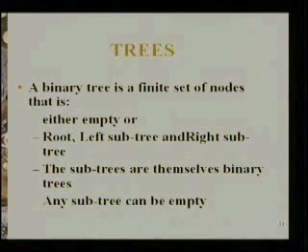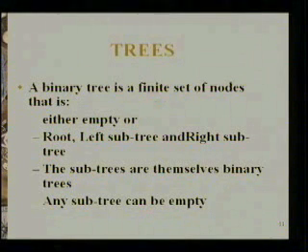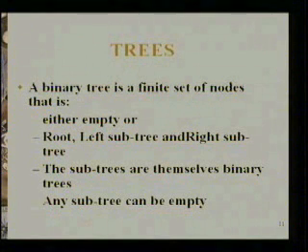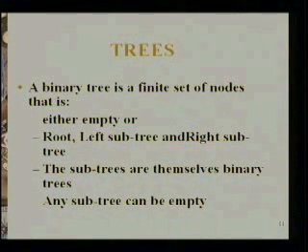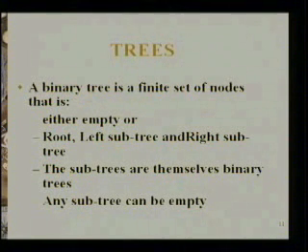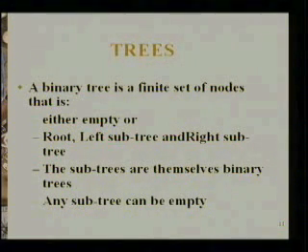The first point is, a binary tree can be empty, but a tree cannot be empty. So there itself you have a difference. The definition of a binary tree is that it is a finite set of nodes that is either empty or root, left subtree and right subtree. The subtrees are themselves binary trees, any subtree can be empty. So here the most important points are a binary tree can be empty. So I can say that a binary tree is having 0 number of nodes, that is possible.